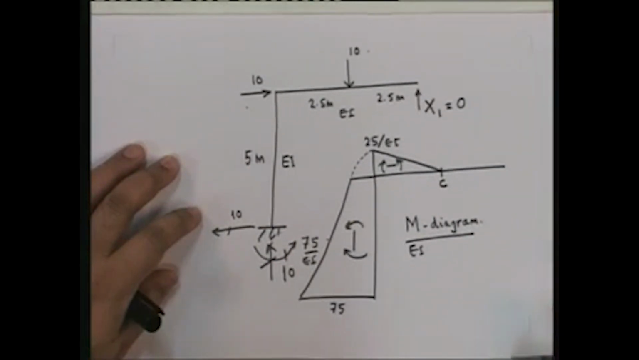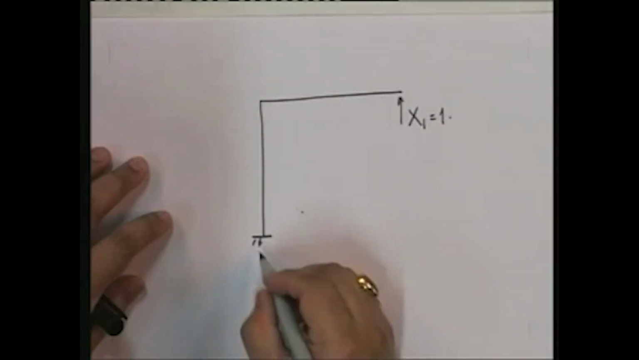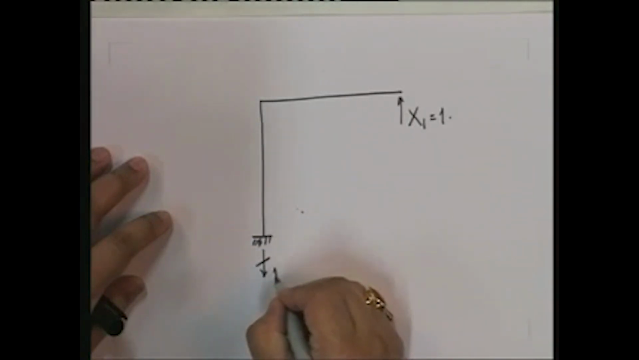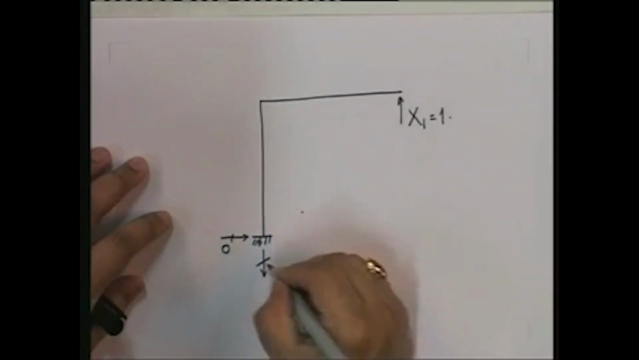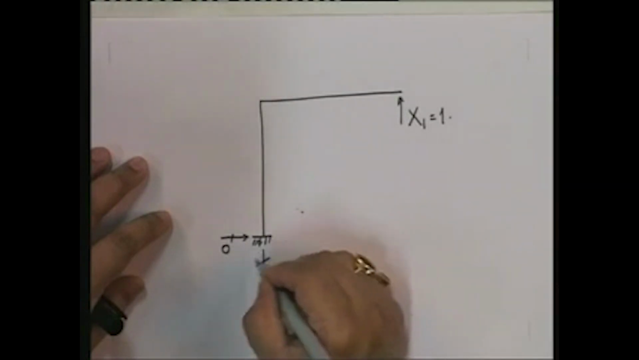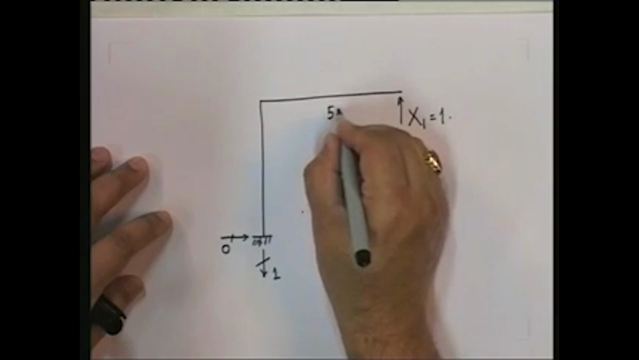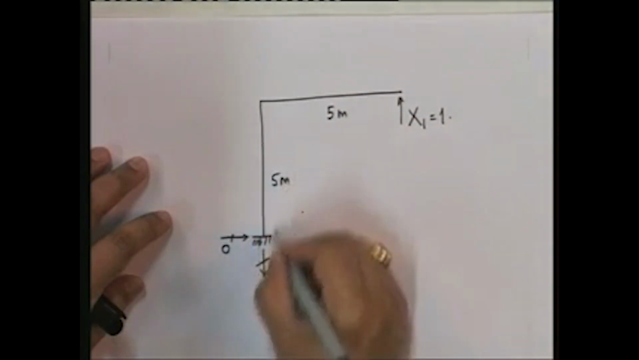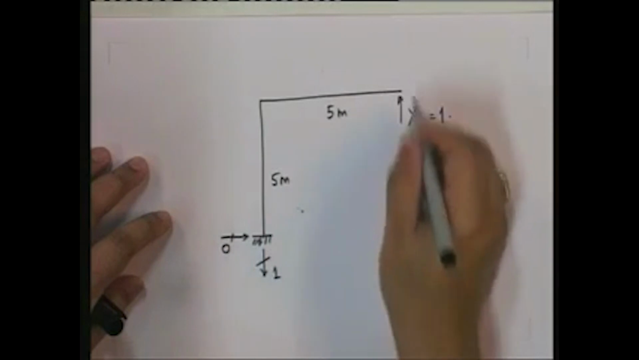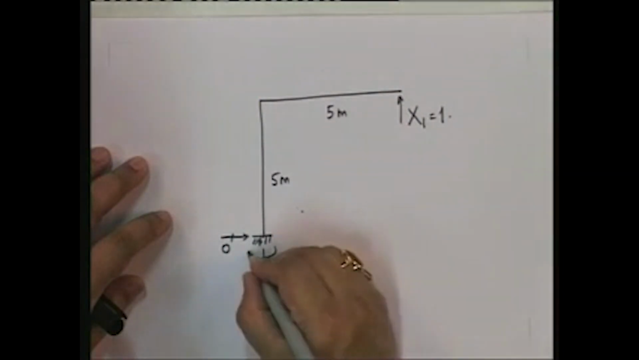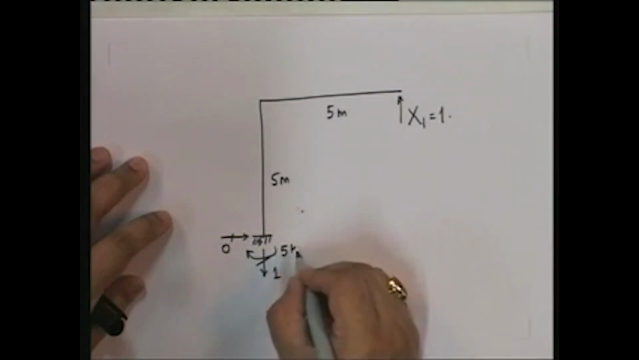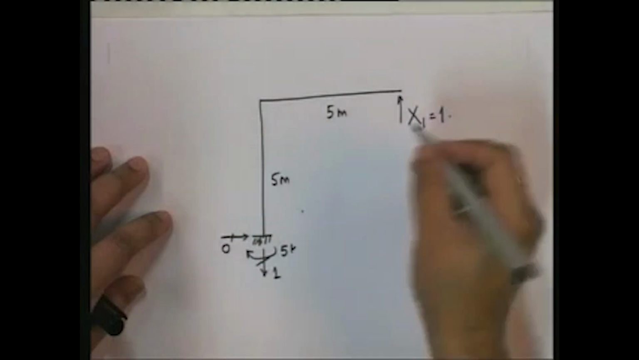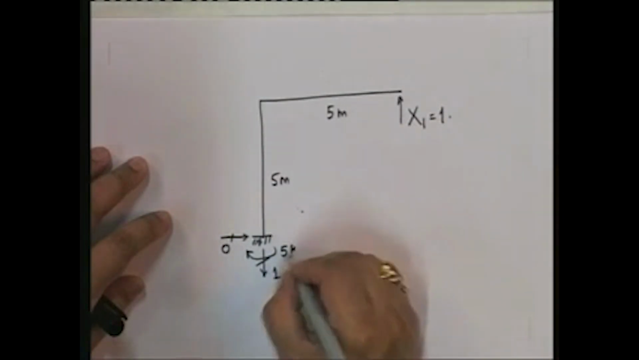Next step is for x1 equal to 1. So let us find out what the reactions at this point are. The reaction at this point is going to be 1, this is going to be 0, and what else? What's the moment going to be equal to? See, this is 5 and this is 5. So if you take moments about this point, you're going to have a moment in this direction which is equal to 5. Well, I'm not going to write kilonewtons because this is just unit, there's no force. So this is the moment, 5.